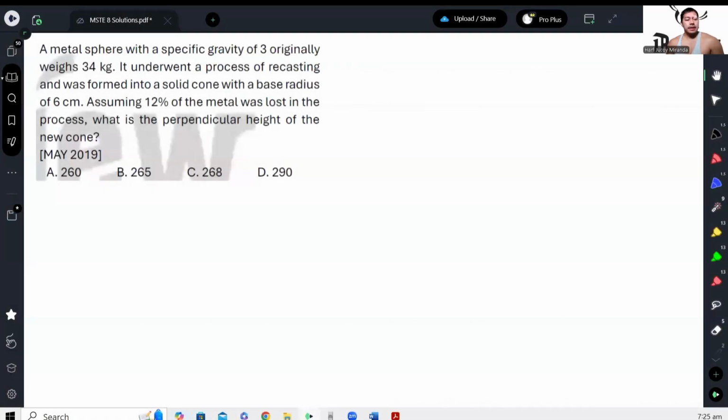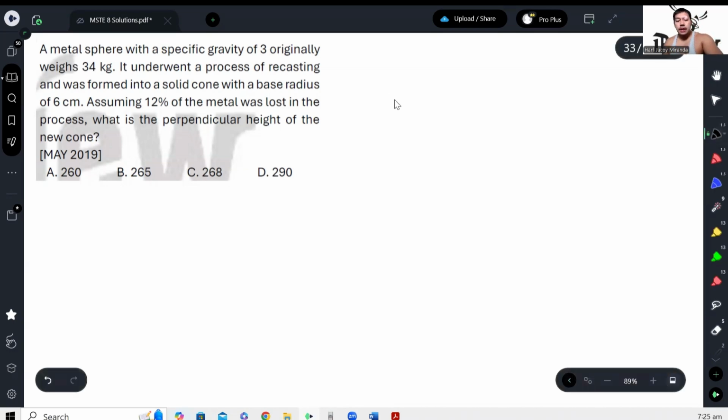Okay, next. A metal sphere with a specific gravity of 3 originally weighs 34 kilograms. It underwent a process of recasting and was formed into a solid cone with a base radius of 6 centimeters. Assuming 12% of the metal was lost in the process, what is the perpendicular height of the new cone?